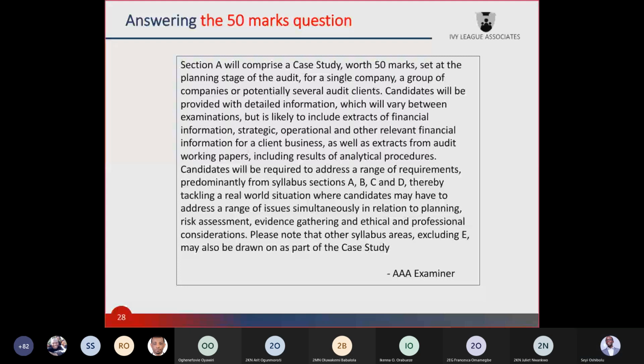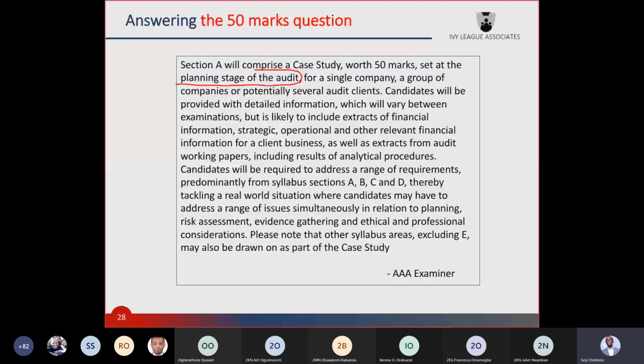Section A will comprise a case study worth 50 marks, set at the planning stage of the audit for a single company, a group of companies, or potentially several companies. So first thing, as a candidate, I will know that it seems the examiner is committing to the fact that it will usually be at the planning stage. We know that already anyway. And it could be single, it could be group, it could be potential.